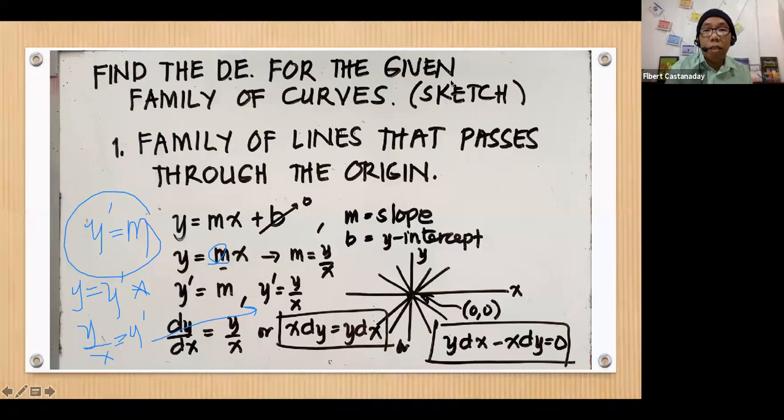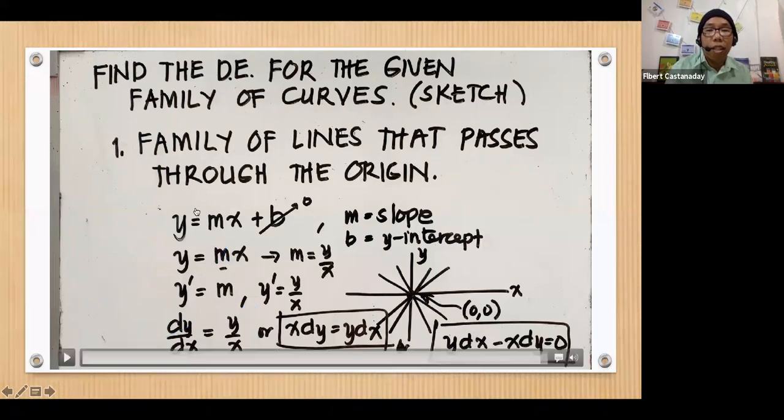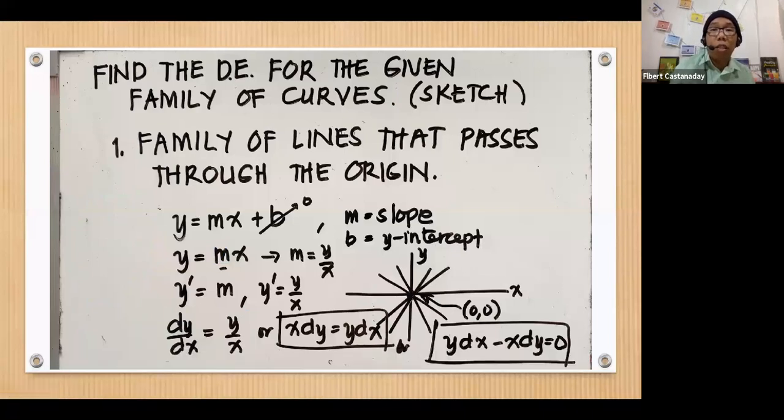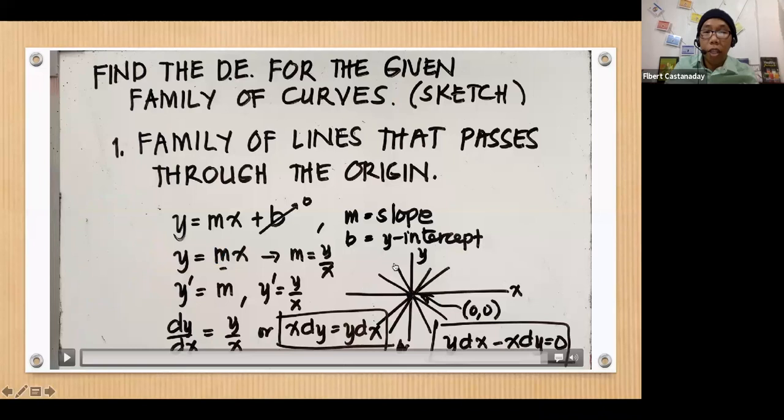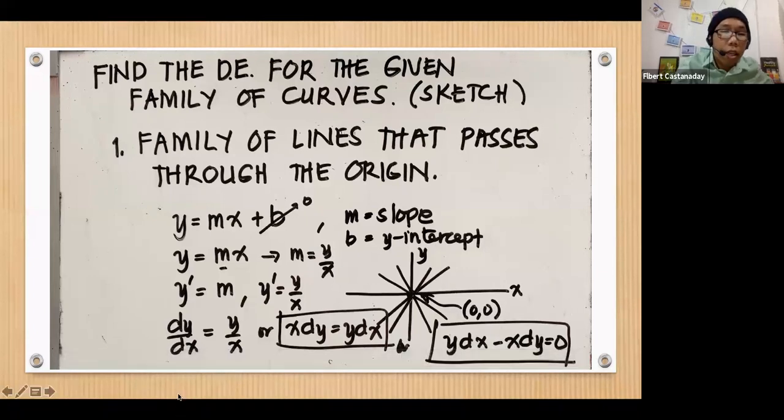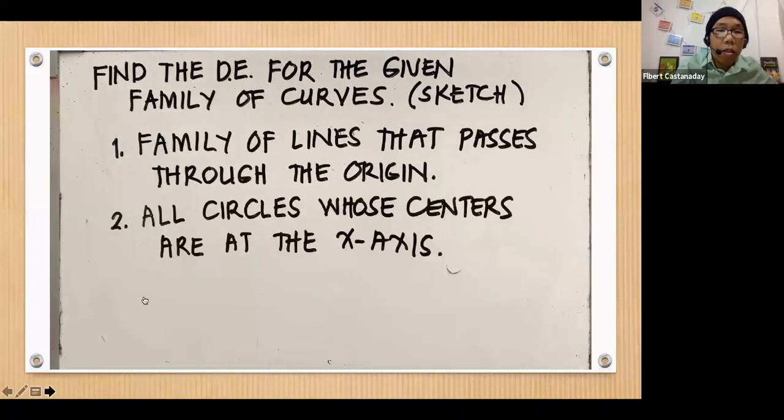Okay? Clear? Nakuha? So the same lang din yung process dun sa pag-eliminate ng arbitrary constants. Dito naman, so you are to identify how many parameters present in that family of curve. Okay, so that's why you have to sketch the given curve. Okay, so now let's move on to the next example.